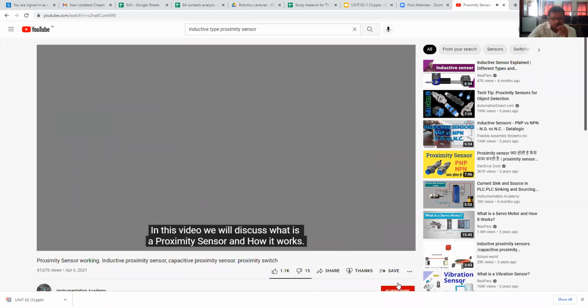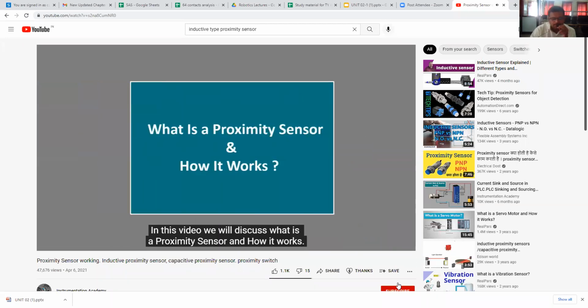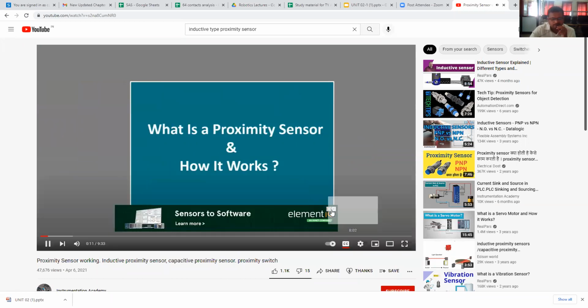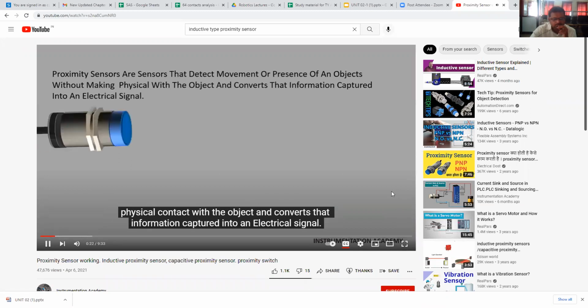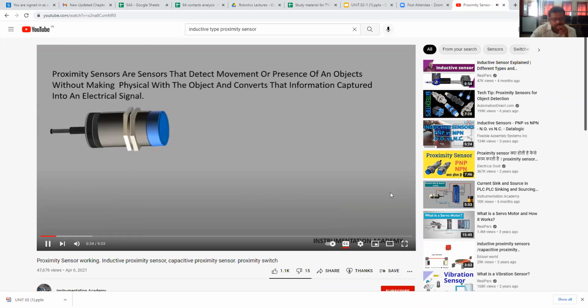In this video, we will discuss what is a proximity sensor and how it works. Proximity sensors are sensors that detect the movement or presence of an object without making physical contact with the object and converts that information captured into an electrical signal.